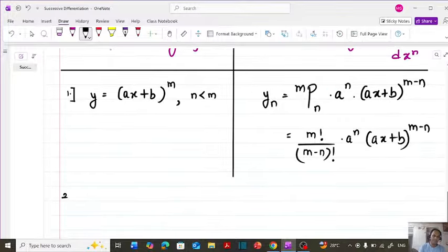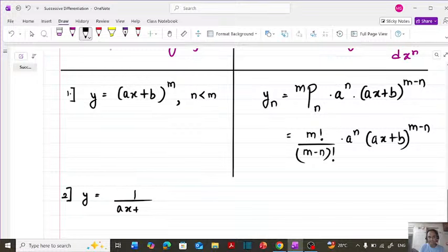Now there is a second formula. The second formula is a bit different but a bit similar. The formula has a different style of notation to be denoted with. Here it is y equal to 1 over (ax plus b) whole to the power m.